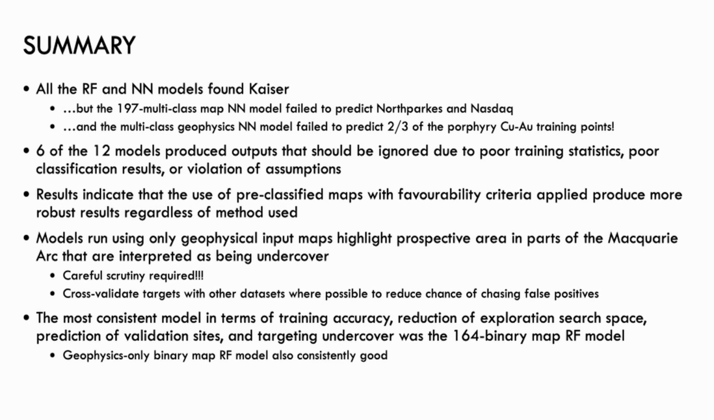So there are some epithermal deposits in the training data set to look at the different end members for the porphyry system. And one of the other neural networks models failed to predict 2/3 of the porphyry copper gold training points, so it was effectively a useless model. So out of the 12 models that were run, 6 should probably be ignored because they failed to produce a reliable or a robust result due to having poor training statistics, poor classification results in terms of being able to predict the validation occurrences, or some kind of violation of assumptions.